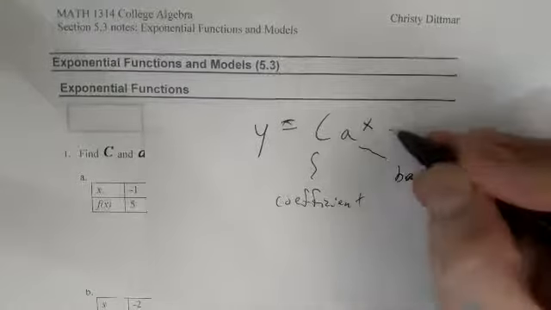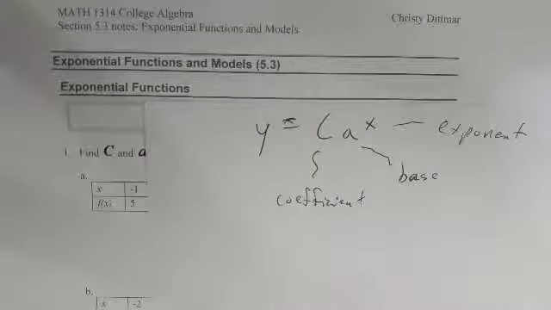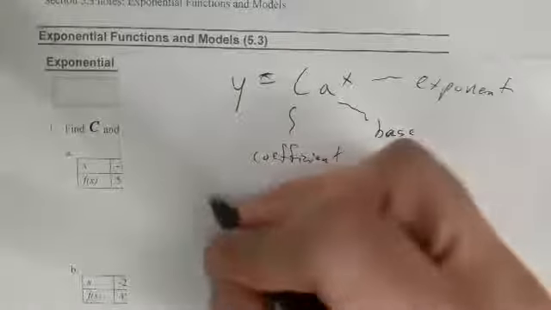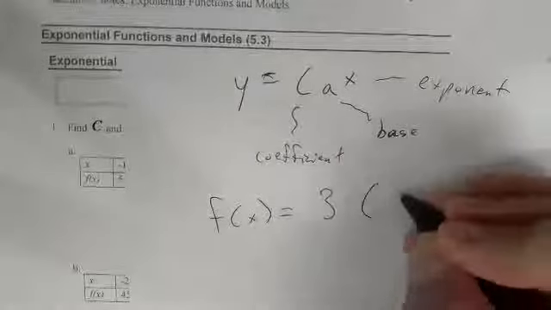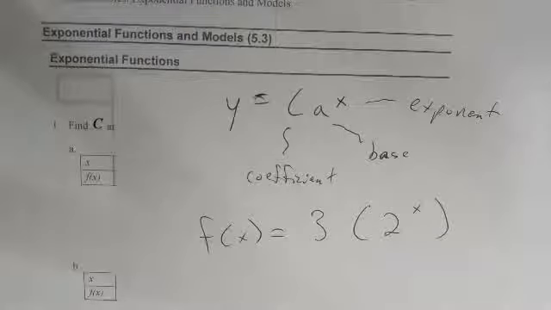Base. The variable is the exponent. And so you should probably have an example. You could plug in numbers for e to the x. So this might be an example of an exponential function. They don't tell you what c is or what a is, but I want to think about it for a minute.